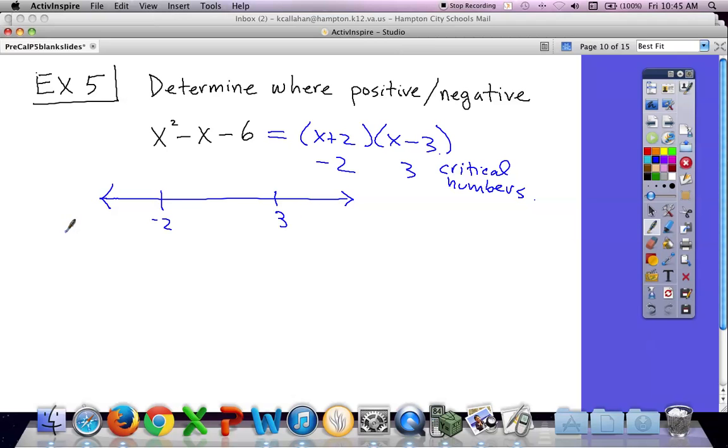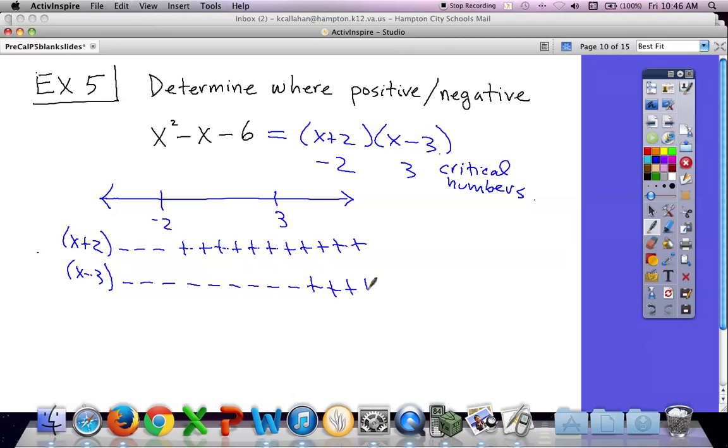And then I take the first factor, x plus 2, and I say, okay, x plus 2 is negative when x is less than negative 2. So I'm going to go in like this. Negatives, and then it's positive when x is greater than negative 2. X minus 3 is negative when x is less than 3, and it's positive when x is greater than 3.